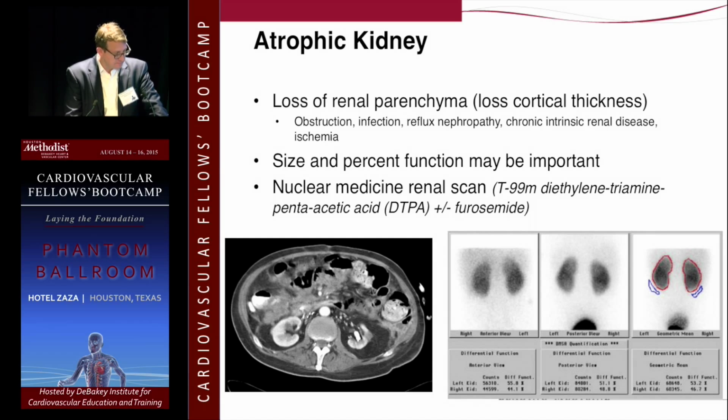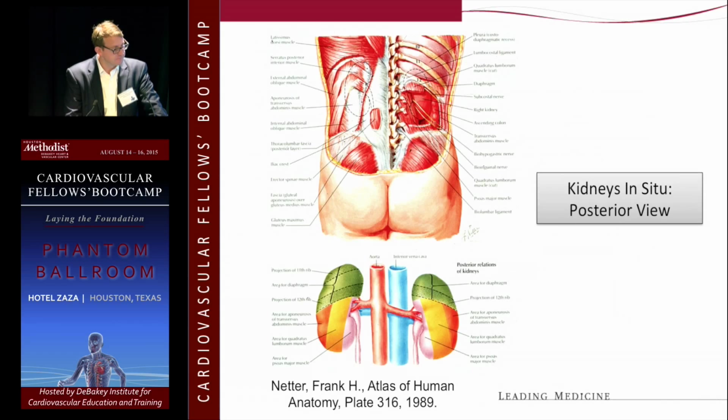You often get imaging studies, particularly CT scans, where you see discrepancy in size of the kidneys, which is a clue to the pathophysiology of what might be going on. And of course, you can do a variety of nuclear scans, Lasix scans, captopril scans. There are a whole variety of nuclear imaging-based scans where you can determine the relative function of each kidney.